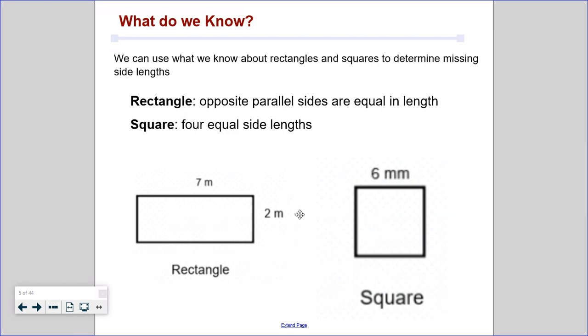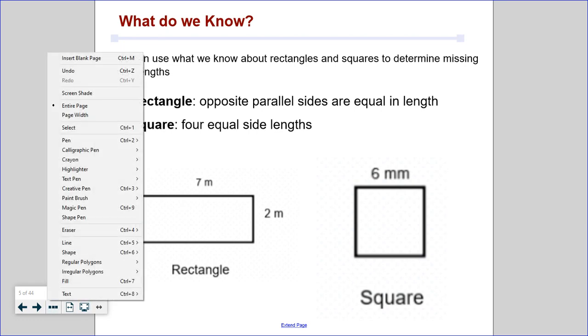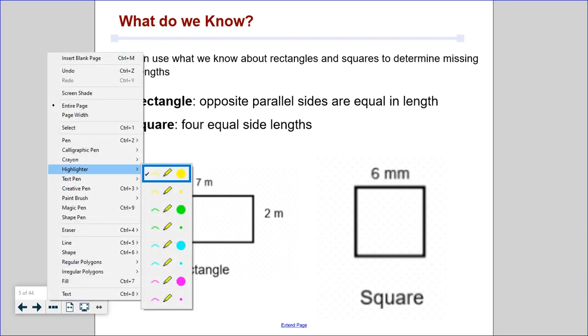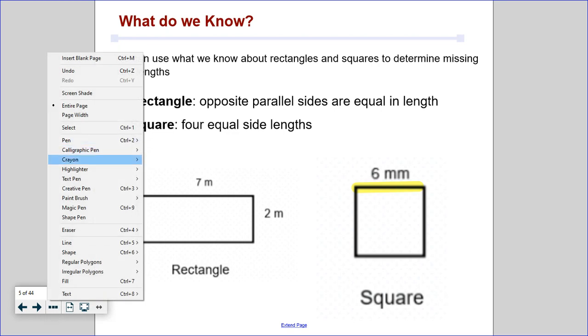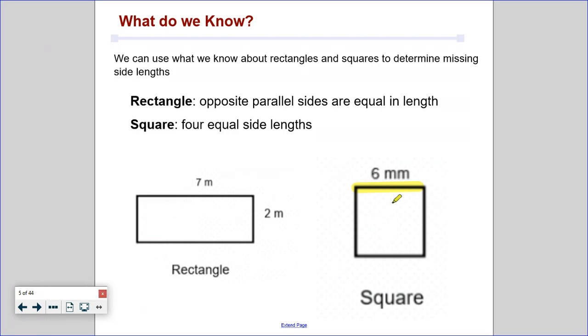Now, what do we know about squares? Well, squares, all sides are the same length. So I know that if this side is 6 millimeters long, then this side has to be 6 millimeters, and the other side has to be 6 millimeters. Okay, so to model that, let's try the highlighter in green. If this side is 6, then that means this side is 6, which means that this side is 6, which means that this side is 6, right? Because it's a square. By definition, a square has to have all 4 sides the same length.